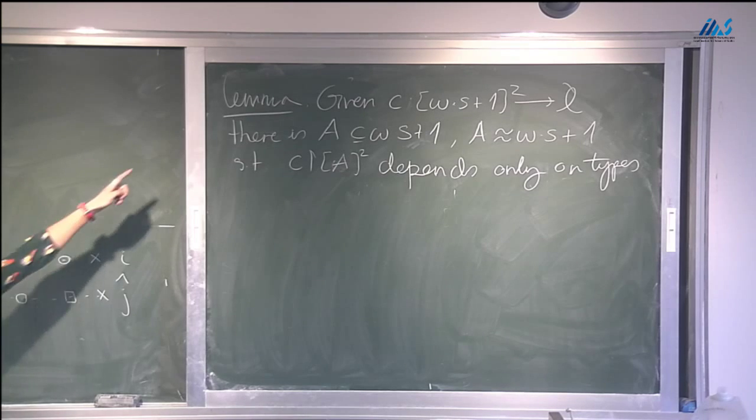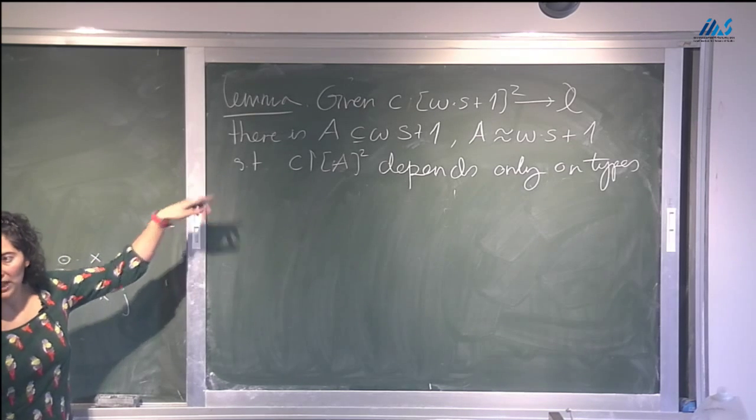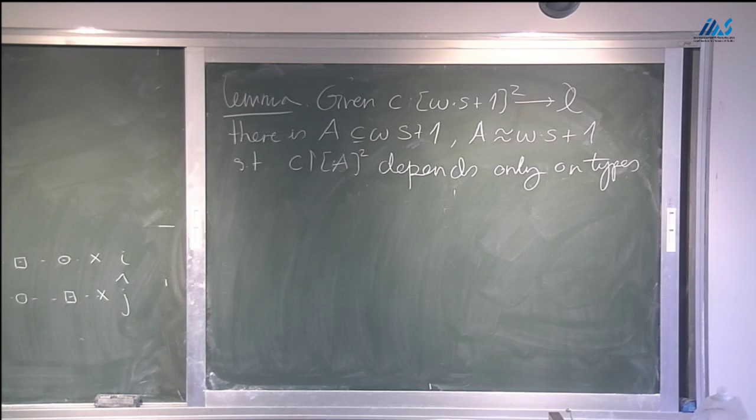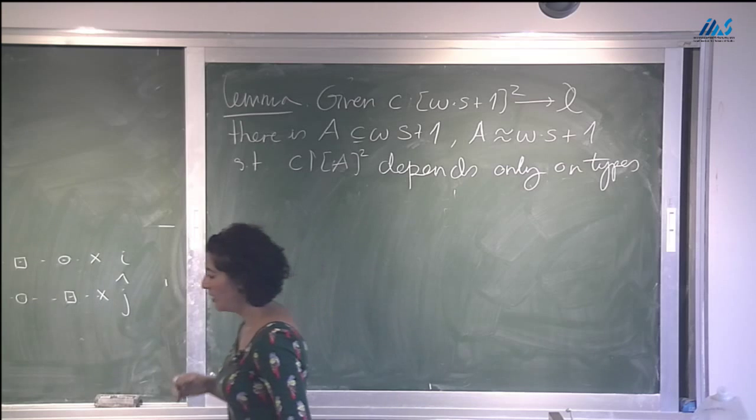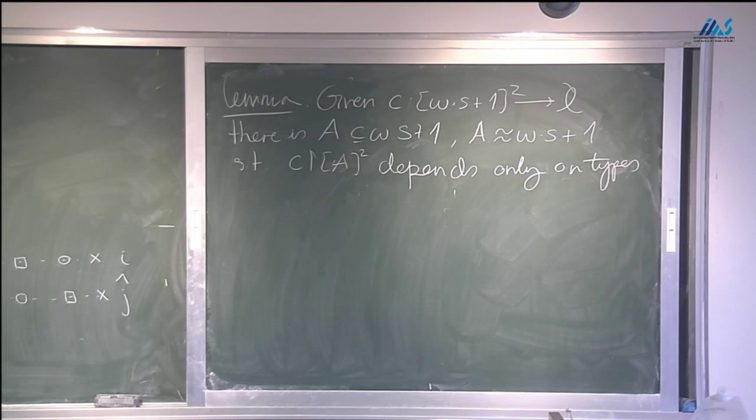And this is exactly what we did for omega plus 1, right? We were given any coloring, only that for omega plus 1 you only have these two types, A and B. So we passed to a copy of omega plus 1 where the coloring depended only on types, and in omega plus 1 I only have two types, so that's it. Now, and this is again, these are like several applications of Ramsey's theorem and the pigeonhole principle.